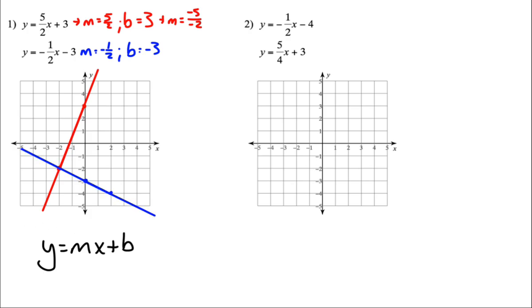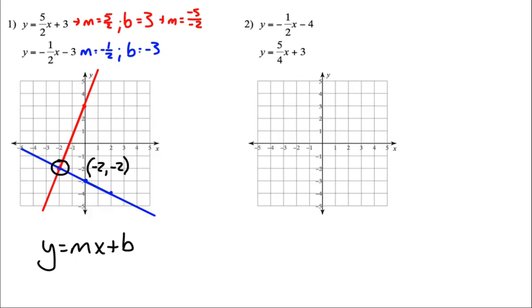Okay, and now you can see there's one point that works for both the red line and the blue line. And that point is right here. That point is x is negative 2, y is negative 2. So the solution is going to be negative 2, negative 2. That's the only solution that's going to work for both the red line and the blue line.